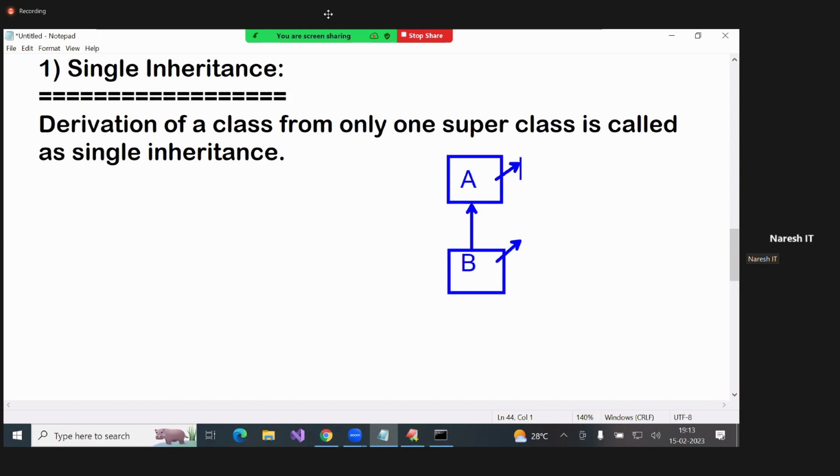Write this one. A is one class, B is one more class. A is superclass, B is subclass. Derivation of a class from only one superclass is called single inheritance. Say one superclass, one subclass. If it is there, we can call it single inheritance.